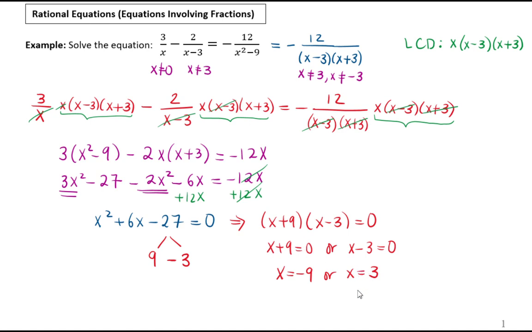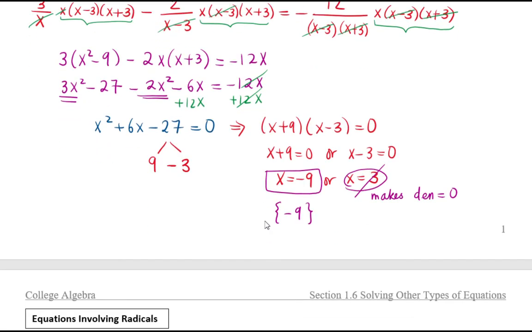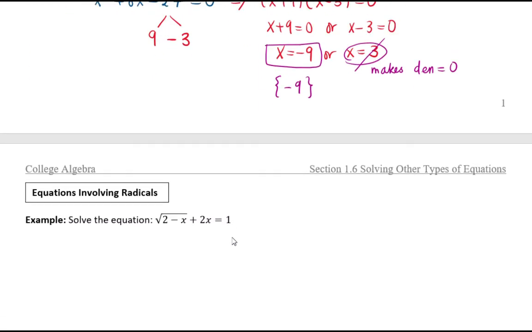So in here, this 3 does not work. That makes the denominator equal to 0. So we come up with only one solution, negative 9. Negative 9 is the only solution for this problem. I hope this problem is clear. Okay, these problems produce some sort of quadratic equations. Now, the last part, earlier you can pause the video and try this problem.